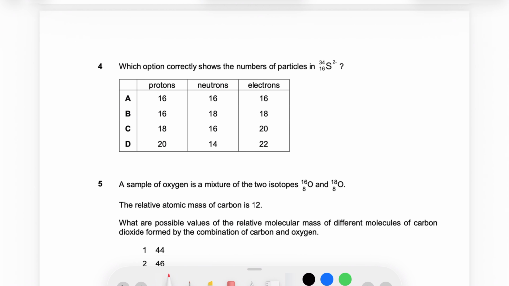Question 4. This one should be under atomic structure. Which option shows the number of particles for sulfur ions? Just list down 16 protons. Because it's 2 minus, it has taken 2 more electrons, so it's 18 electrons. And if you do 34 minus 16, it will be 18 neutrons. So the answer will be B. Just a simple calculation of all the particles.